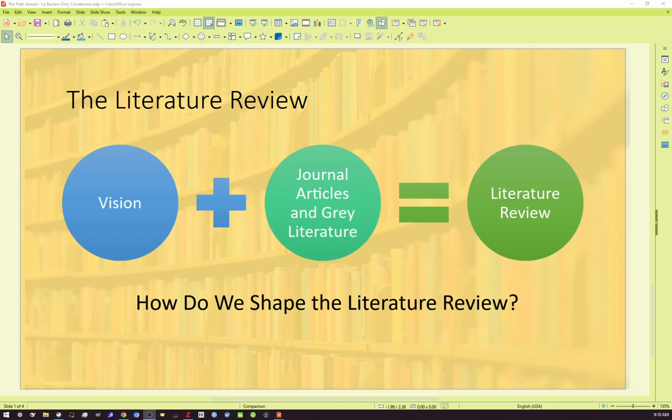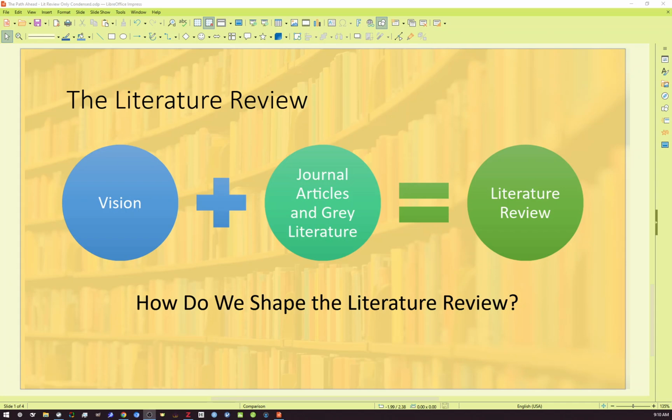What we do is we take your vision and blend it with what other people have figured out in journal articles and gray literature. We'll talk about those on the next slide. And we put those two things together to come up with the lit review. So the big part of the equation here is this. The literature you choose to focus on and use for your lit review really has to speak to the vision of your study. It really has to speak to the problem that you want to dig into and how you want to dig into it.